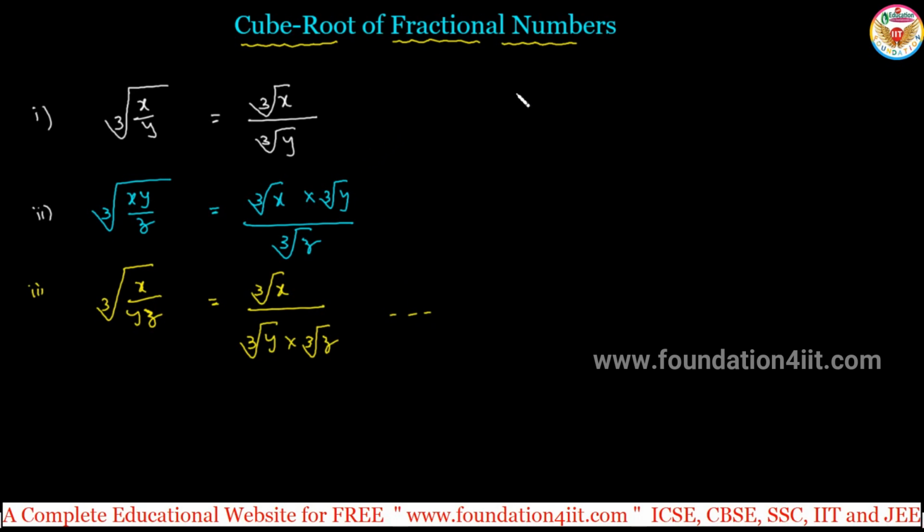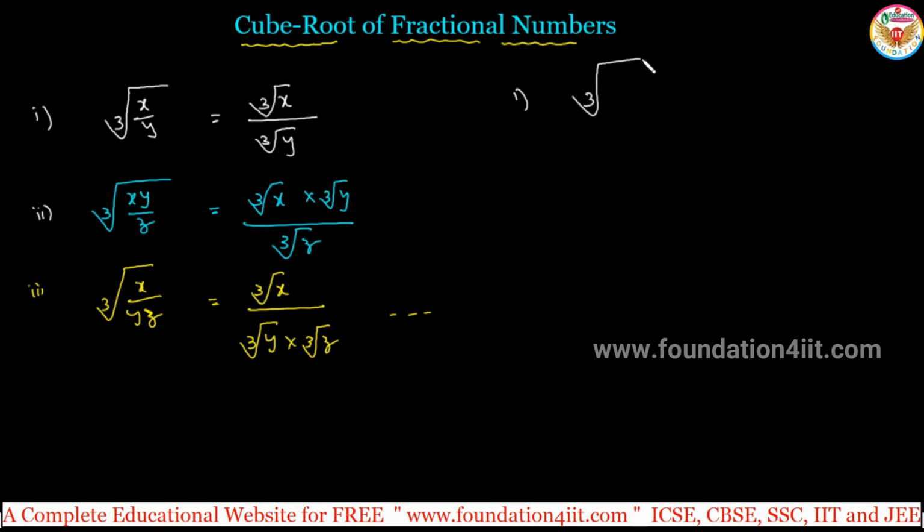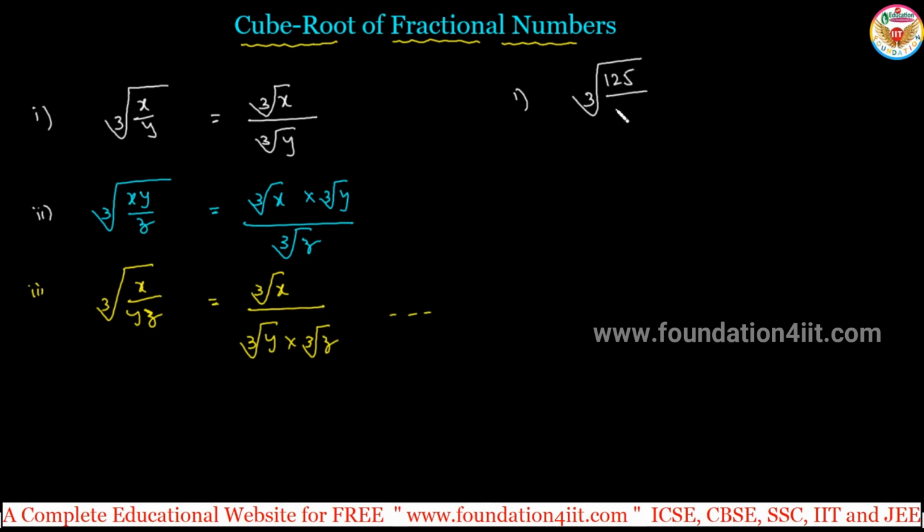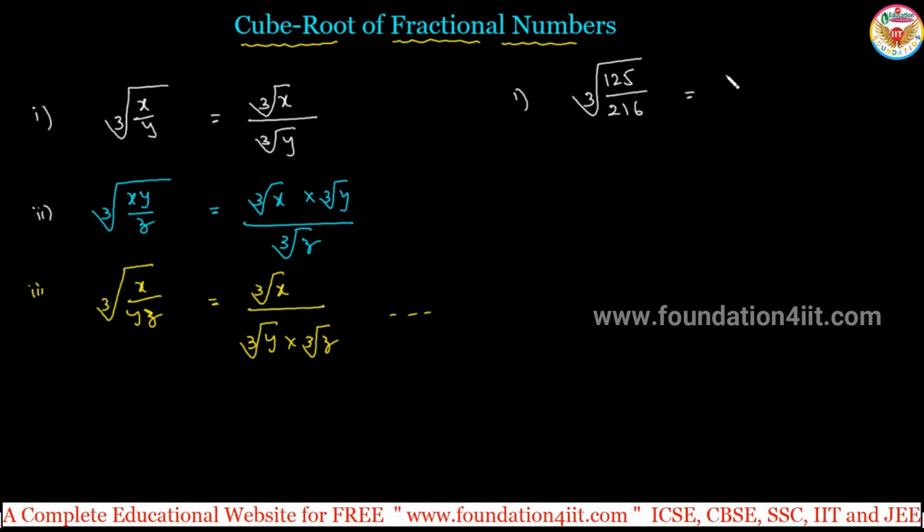See, for example, the question is find the cube root of 125 divided by 216. Now to find this, we can take the numerator and denominator separately.